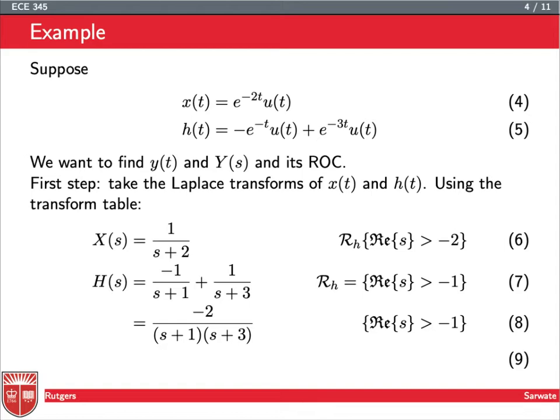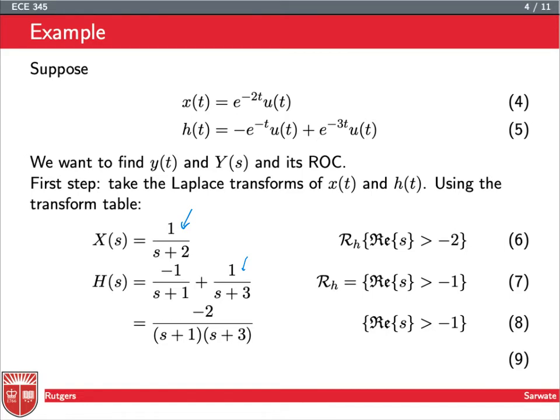Okay, so let's do a little example. Suppose x of t is e to the minus 2t u of t, so we know that this is going to Laplace transform to 1 over s plus 2. And h of t is minus e to the minus t u of t, that's going to give us minus 1 over s plus 1, and e to the minus 3t u of t, add that in, and we're going to get 1 over s plus 3.